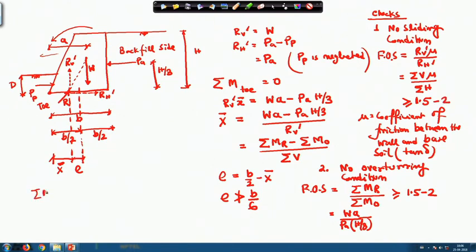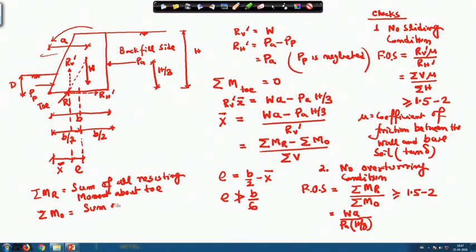Now, what is M R? It is the sum of all resisting moments about the toe, and M O is the sum of all overturning moments about the toe. So, W into A is the resisting moment here, and P A into H by 3 is the overturning moment. So, this factor of safety should be greater than 1.5. Okay.